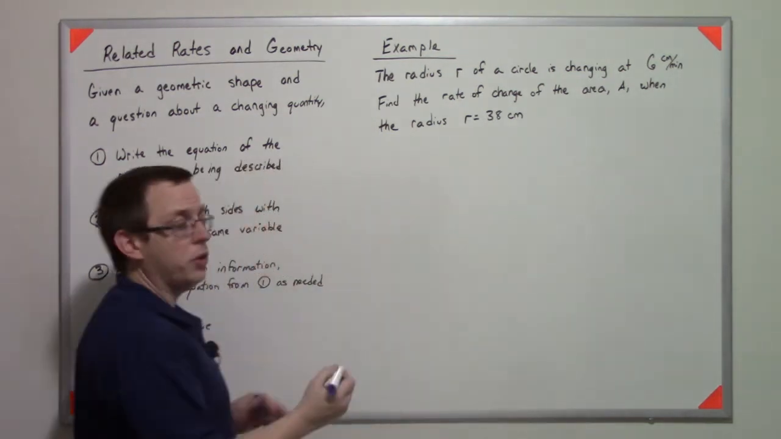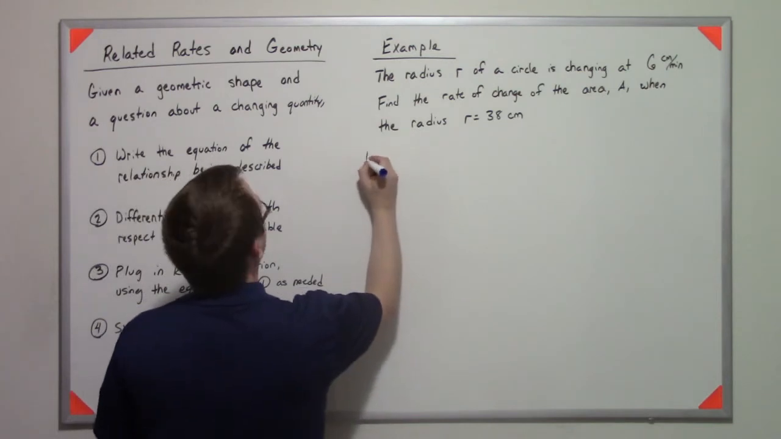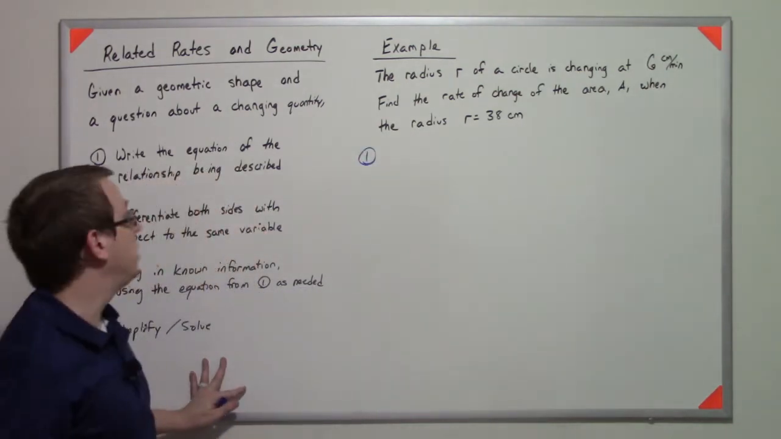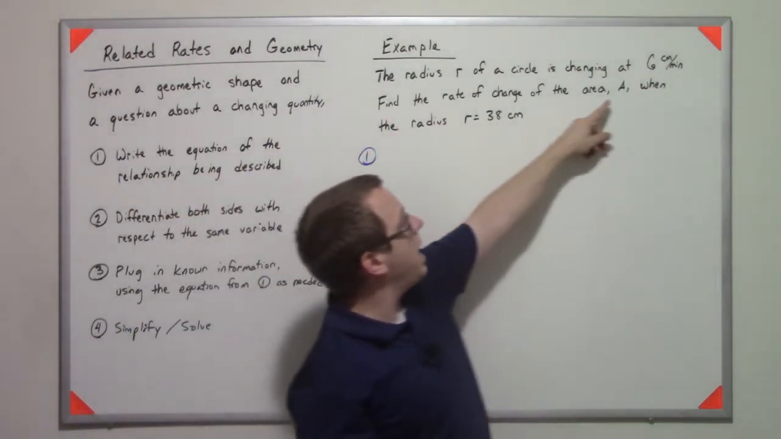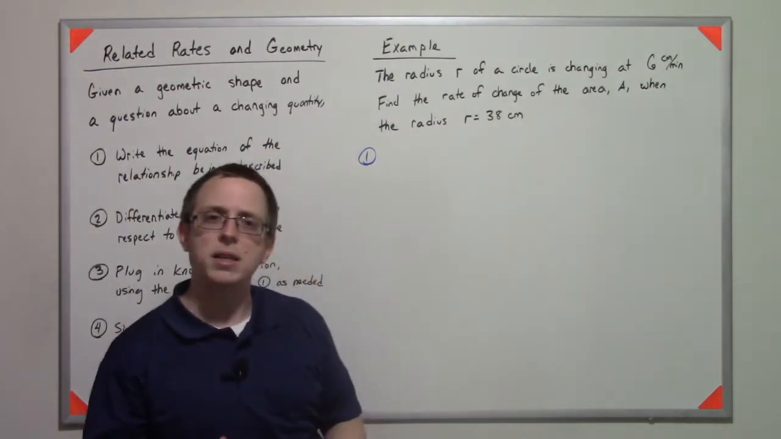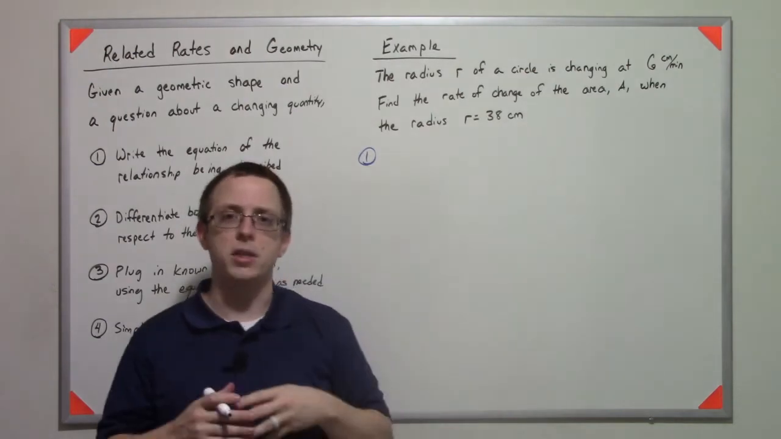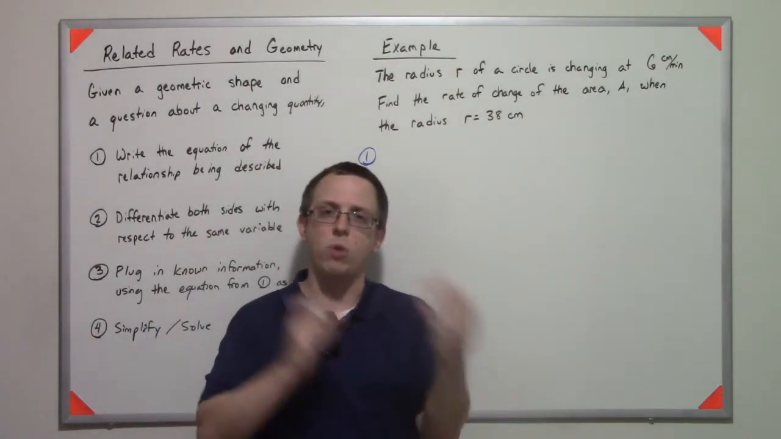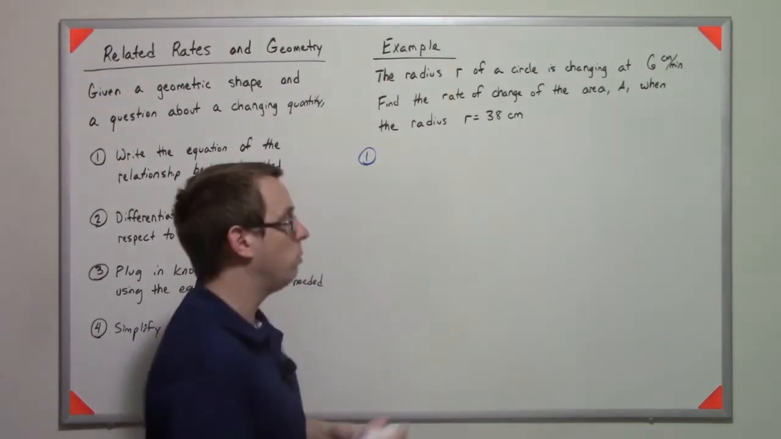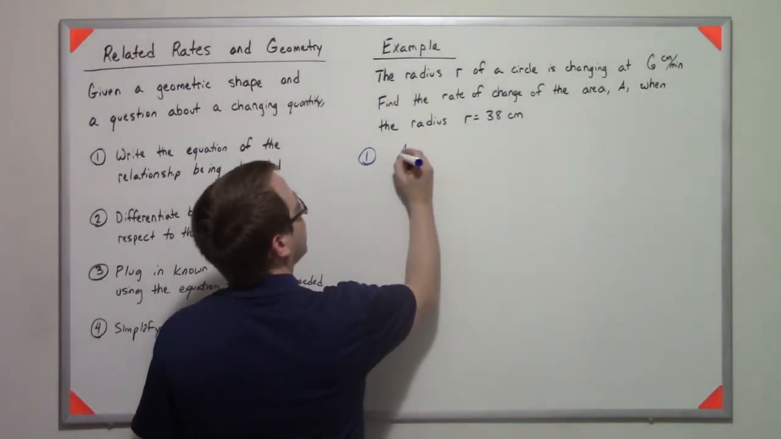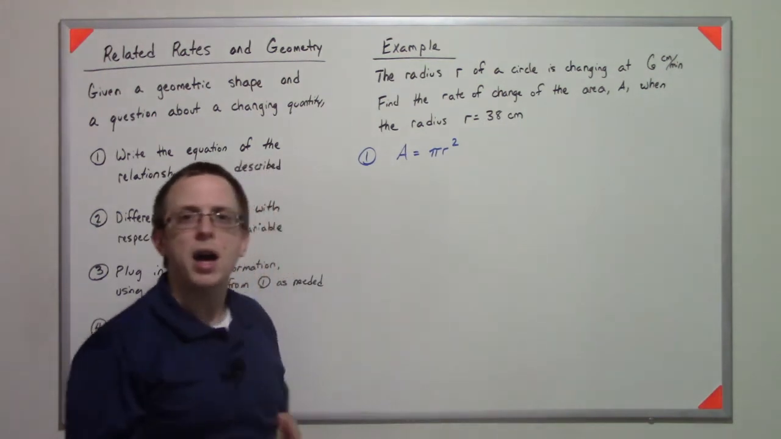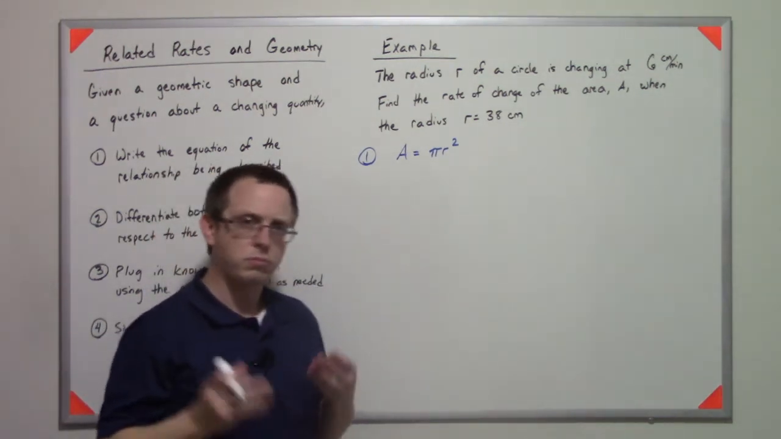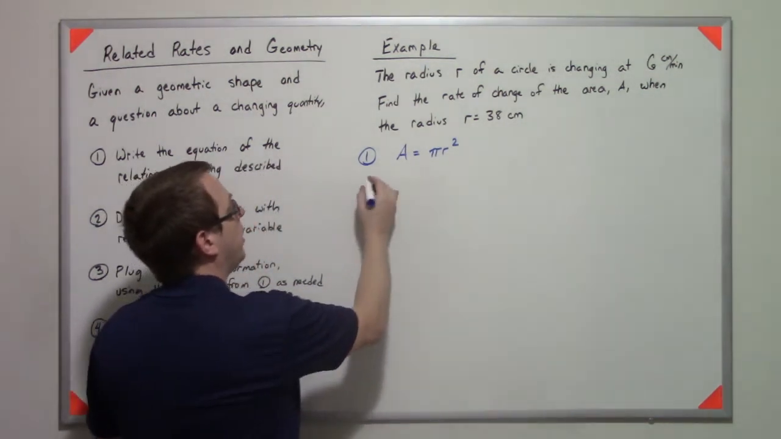So the first thing we want to do is write the equation that makes sense. Well, we want to figure out how the area is changing, and we know information about the radius. So how are the area and the radius of a circle related? Well, they're related by the classic formula. Area is pi r squared. Simple enough.